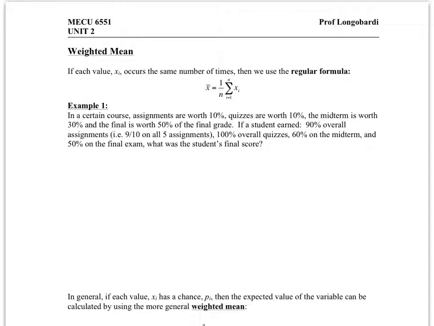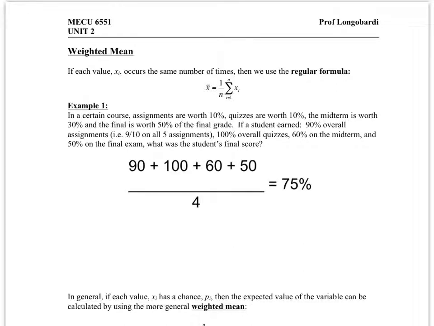If all those components had equal weight, given that a student earned 90% on assignments, 100% on quizzes, 60% on a midterm, and 50% on a final exam, what would the score have been? If all components were equally weighted, his score would just be an average of those. So 90 plus 100 plus 60 plus 50 divided by 4 gives 75%.